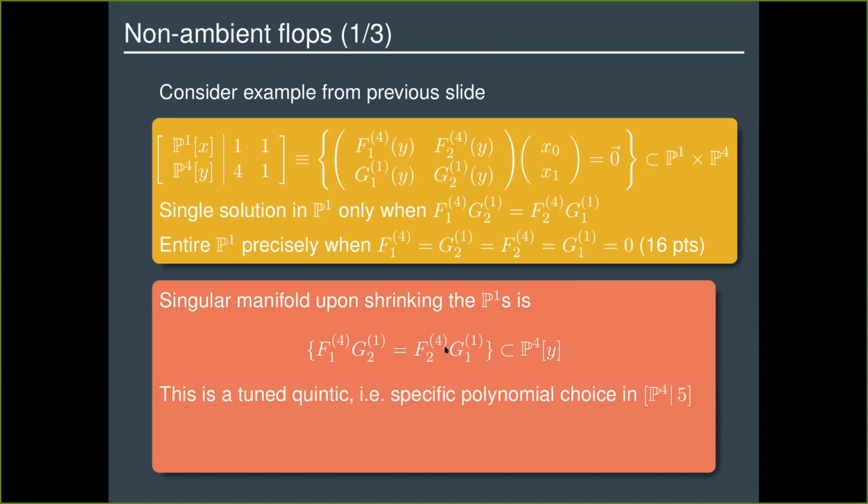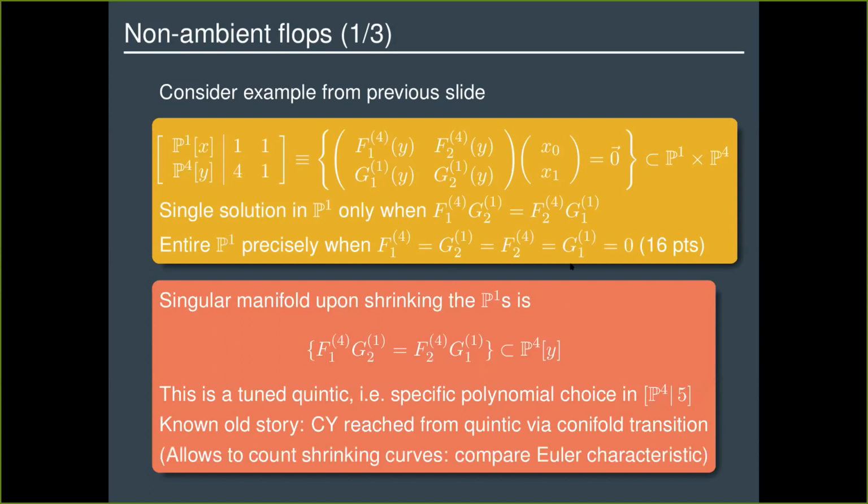You can also see that this is actually just a tuned quintic. So it's a specific polynomial choice of a quintic equation inside P4. So quintic, I mean order 5 sitting inside P4. And this is just the very well-known story that you can reach some Calabi-Yaus from a conifold transition from another. So in this case, you start with a quintic Calabi-Yau, you tune it until it takes this special form, and then you can resolve these P1s. So that's the process of the conifold transition. It also means you can easily count the shrinking curves because you can just compare the Euler characteristic of this quintic space to the space afterwards. You could also count it more easily in this way I said here.